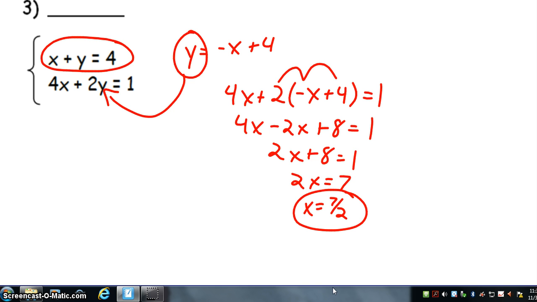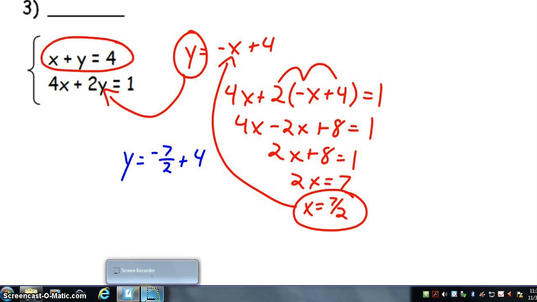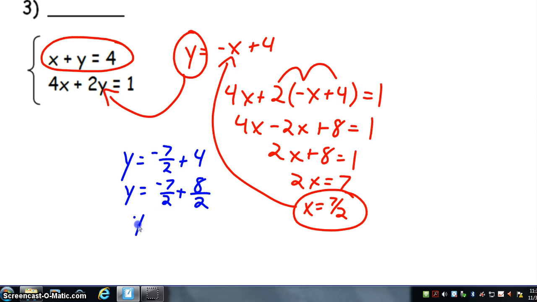Plugging that in, I would plug it into any of the equations here, but the easiest one to plug into is the one that I've already solved for y. So y equals the opposite of x, that would be negative 7 halves plus 4. To be able to add two fractions together, you need a common denominator. So this would be negative 7 halves plus 8 halves, which would be y would equal 1 half. Or 0.5 if you had the decimal. So my final answer here is just 7 over 2 and 1 half.